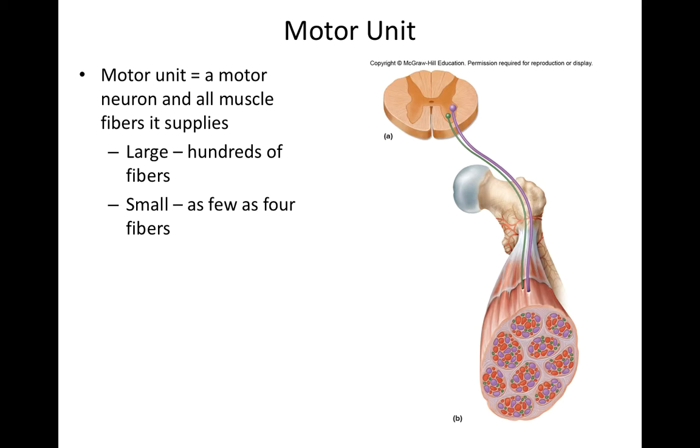So the smaller the motor unit, the more precise the movement. The larger the motor unit, less precise movement, something super straightforward like flexion or extension of the knee. But it's a lot stronger. So your hamstrings, your quadriceps, these muscles are much stronger than the muscles in your fingers or your eyes. Okay, so we're talking about a difference in strength, and we're talking about a difference in the precision of movement.